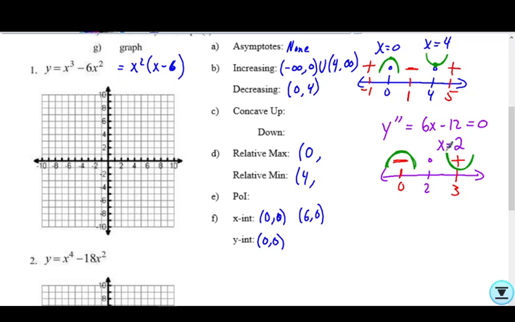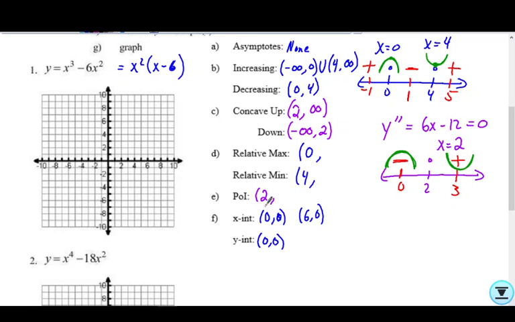Which means my concavity here is concave up from 2 to positive infinity, and concave down from negative infinity to 2. And it also is telling me that this 2 is my point of inflection. So I'm going to put 2 there.